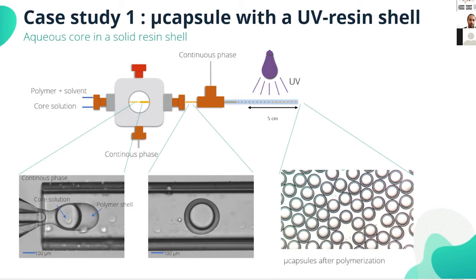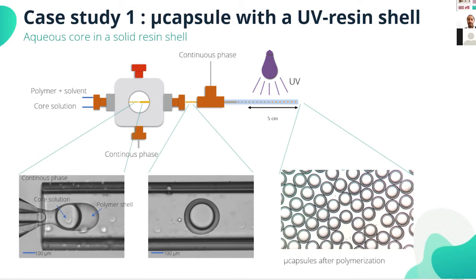As a first example, we use a UV light sensitive resin as a shell, and we cross-link the shell in the output tubing with a UV LED lamp placed above the tubing. The result in this case is a liquid water core surrounded by a solid resin shell, and it is possible to encapsulate some molecules in the aqueous core in this case.